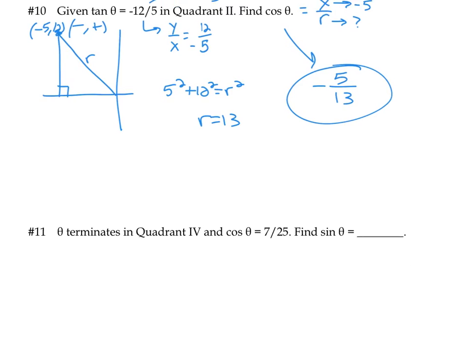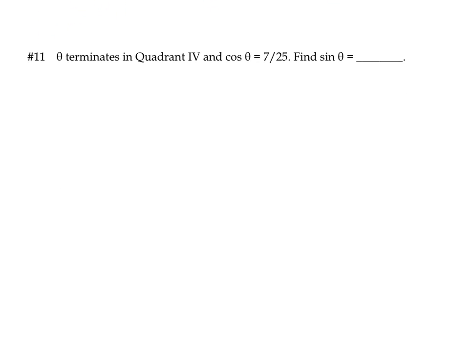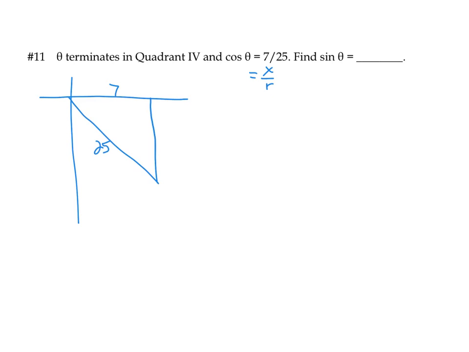All right, and one last one here. It says theta terminates in quadrant 4. So just idea, quadrant 4. All right, so we're going to have some angle like this. 7 over 25, so that's x over r. 7 over 25. All right, so in this case, I can do 25 squared equals 7 squared plus y squared. All right, so keep that in mind.